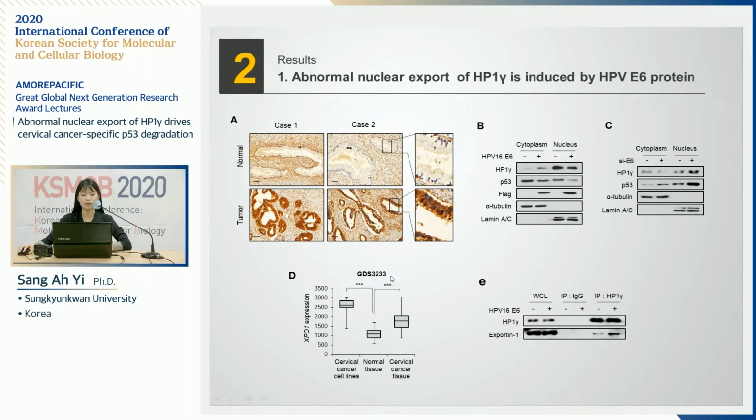GEO profile analysis showed that exportin-1 expression was highly increased in the cervical cancer tissues and cervical cancer cells. Exportin-1 is a transporter that is responsible for the nuclear export of many proteins. So next, we tested whether HP1 gamma can interact with exportin-1. These data show that overexpression of HPV E6 induces the interaction between HP1 gamma and exportin-1.